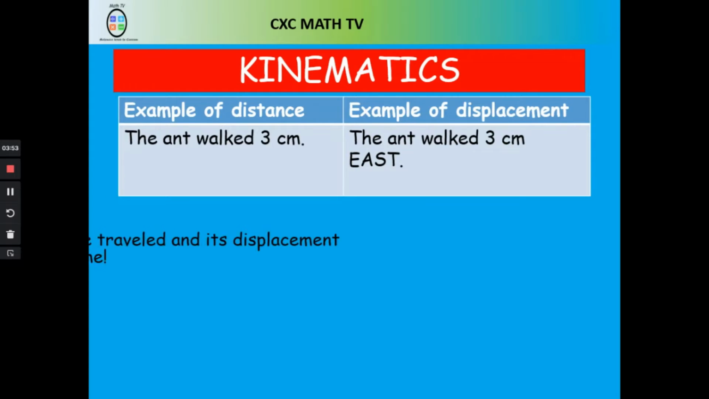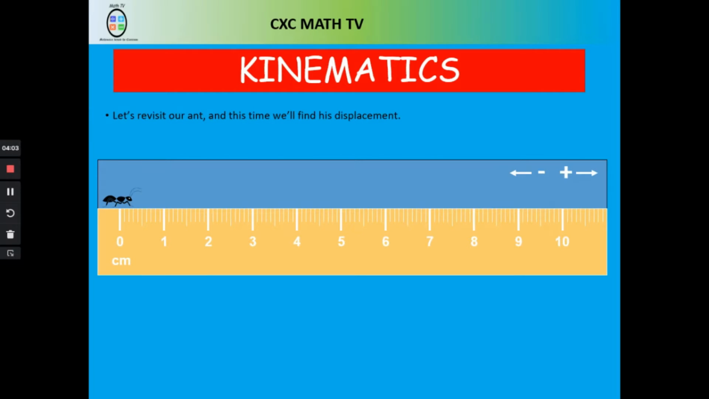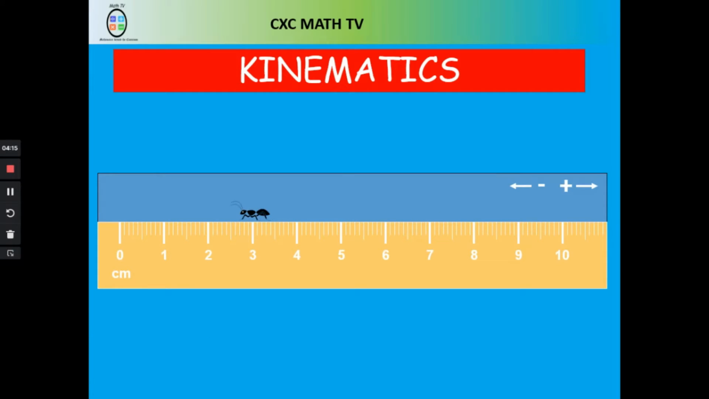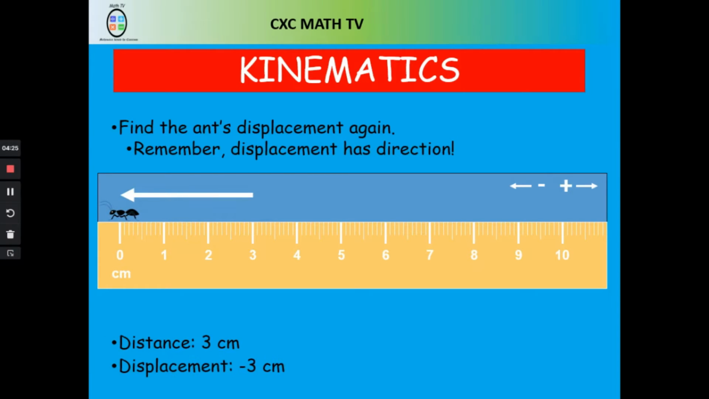So for example, if the ant walked 3 centimeters, then its displacement is also 3. The ant walked 3 centimeters, and that's positive 3 displacement. Notice we put a positive sign in front of displacement. Now, if the ant walks back to the origin where it started, the distance is 3 and the displacement is negative 3. Why is it negative 3? It's always final position 0 minus initial position 3. So we get negative 3 for the displacement.